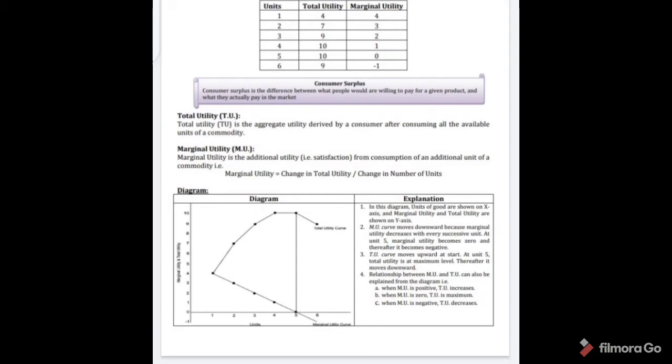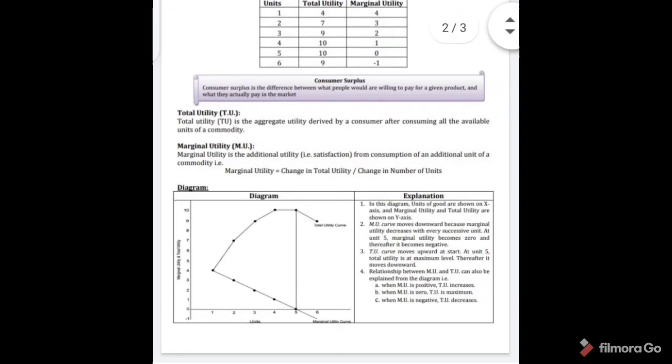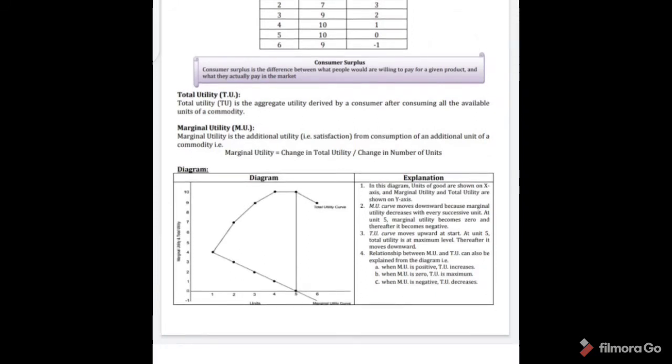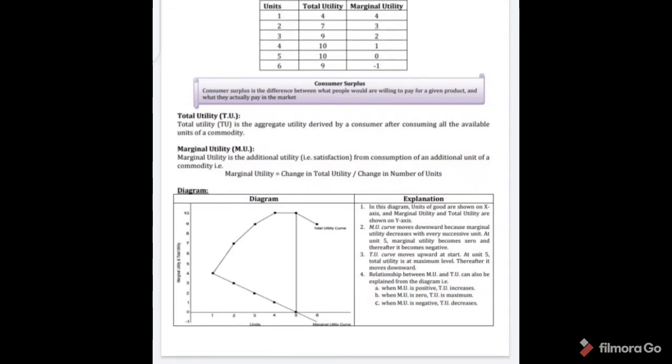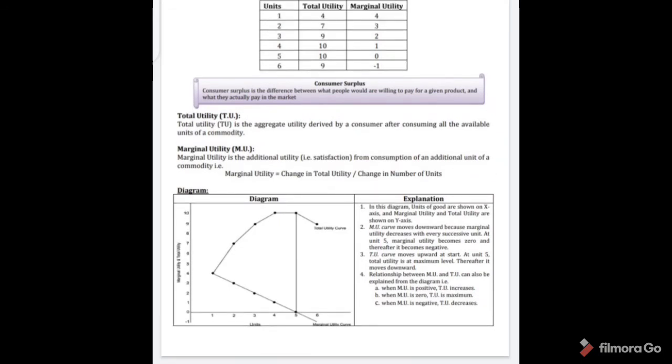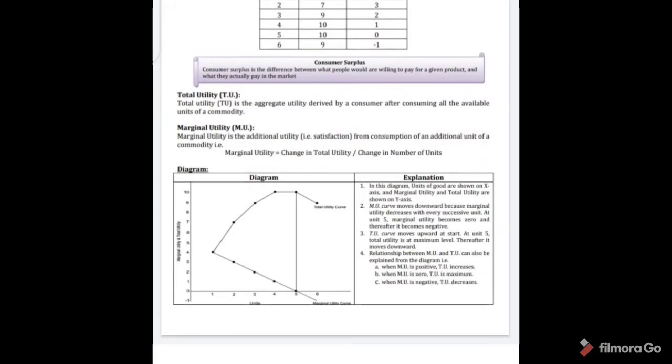Here we have got an explanation from this diagram. On the x-axis we have got units, and on the y-axis we have got marginal utility and the total utility. Number 2, the marginal utility curve moves downward because marginal utility decreases with every successive unit. At unit 5, marginal utility becomes 0 and thereafter it becomes negative.